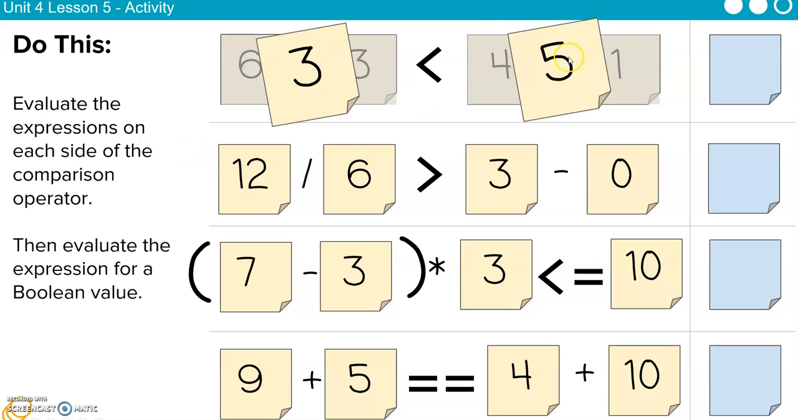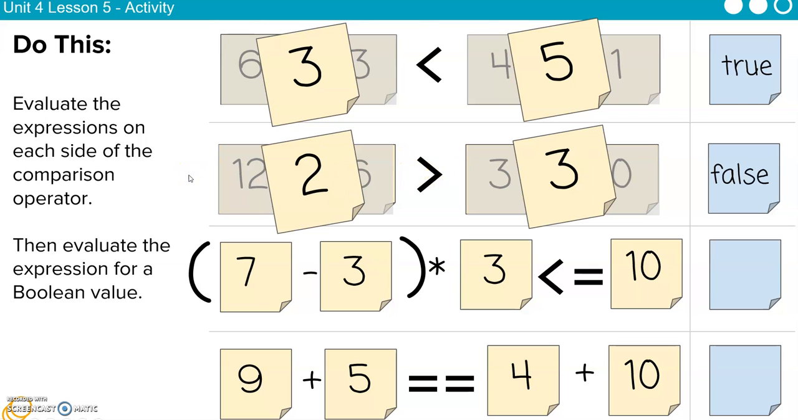Check it out. 3 is less than 5. Yes, it is. Okay, sorry about that. 3 is less than 5, that's true. Let me redeem myself here. 12 divided by 6 is 2. So that's 2, and 2 is greater than 3? That one's false. Good.